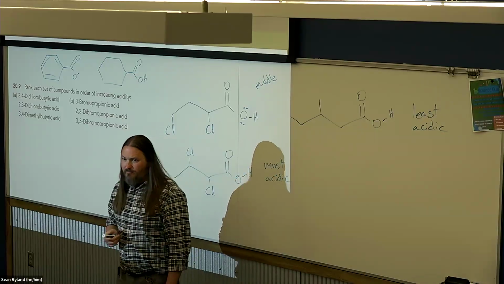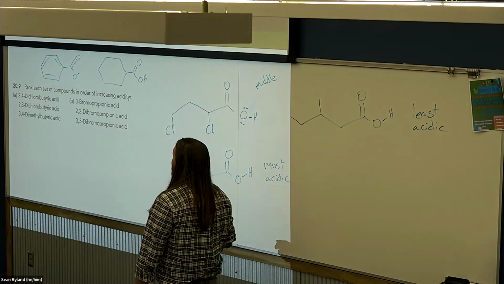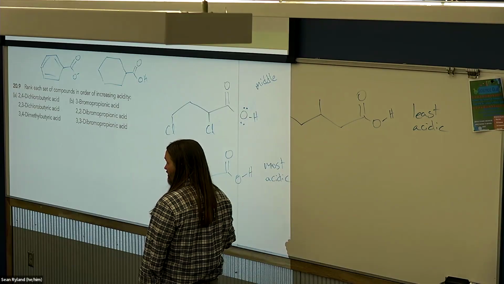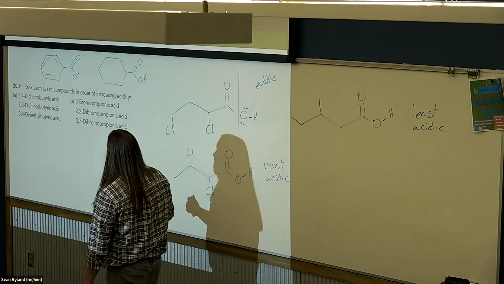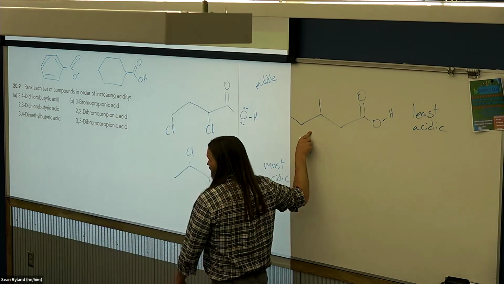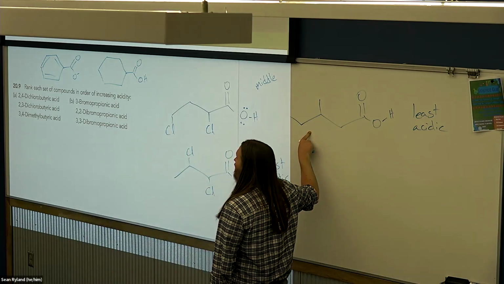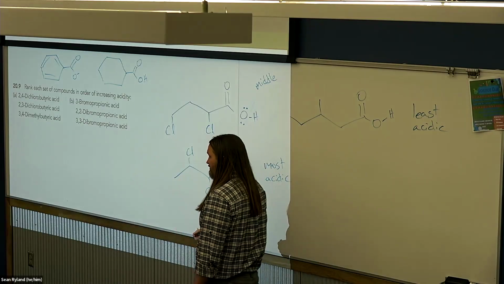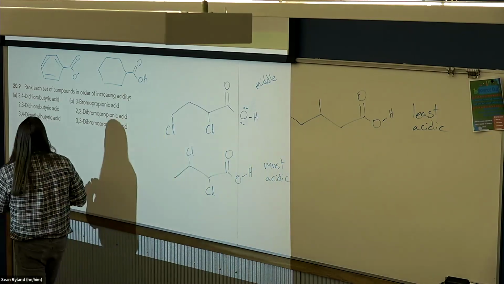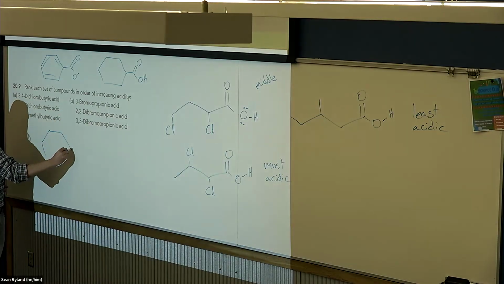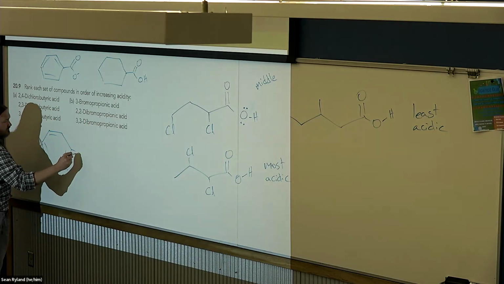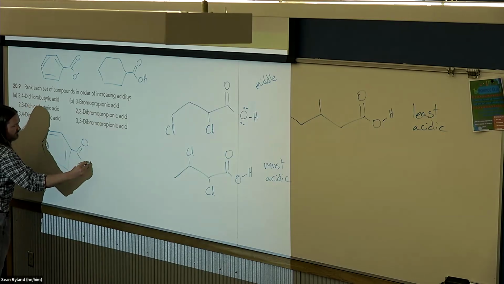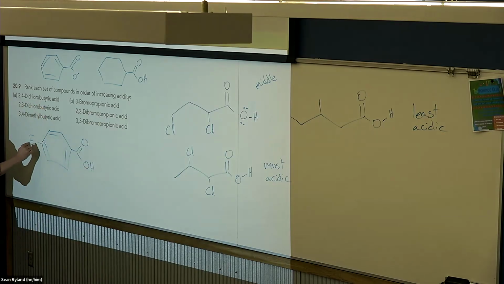In general, I'm probably gonna ask you two of these questions on the test. One of which is gonna be like this first one, where all you're doing is looking at electronegativity. And the other one is gonna be resonance based. I might throw a wrench in things by saying, okay, your third one is benzoic acid. That one's gonna be more acidic because it has the conjugated bonds.